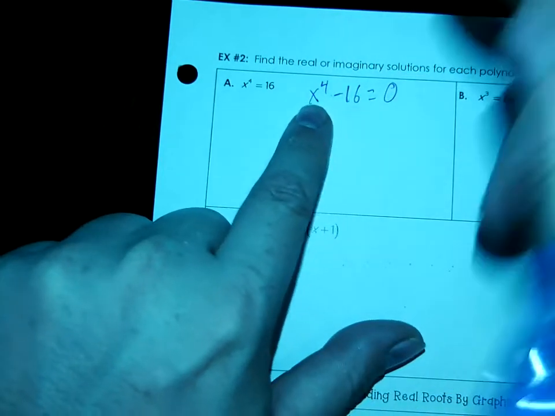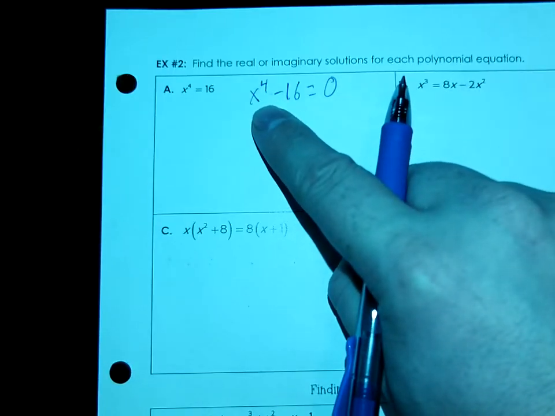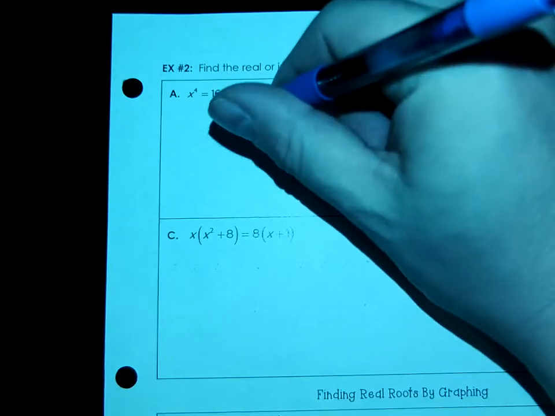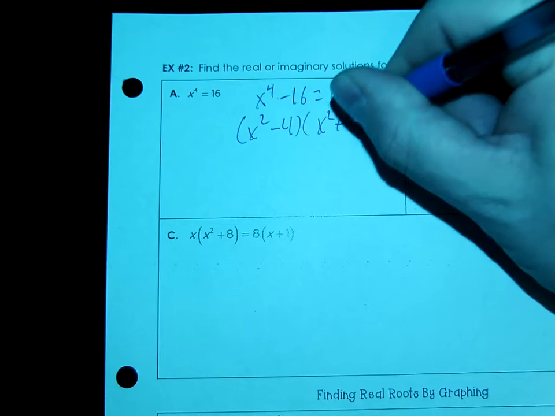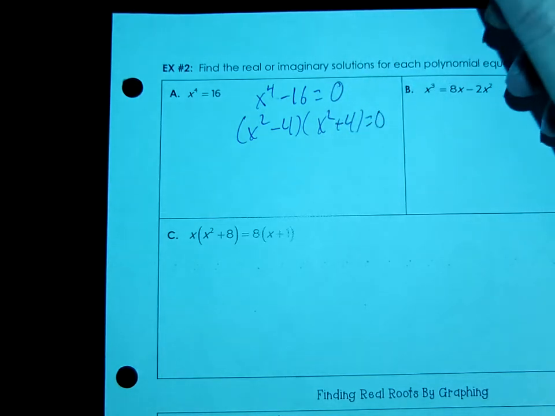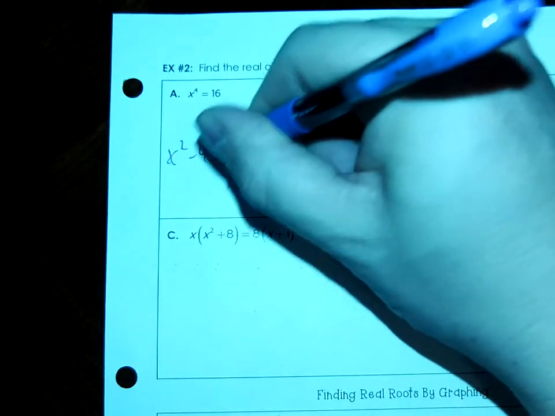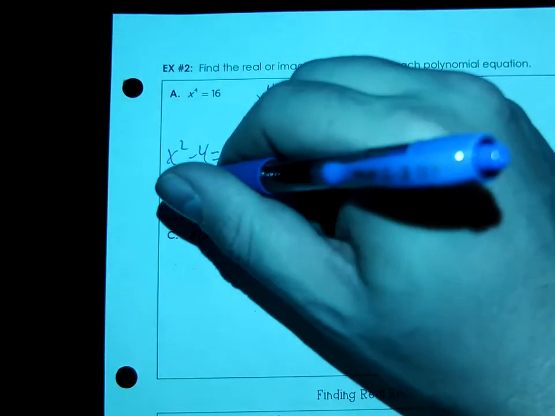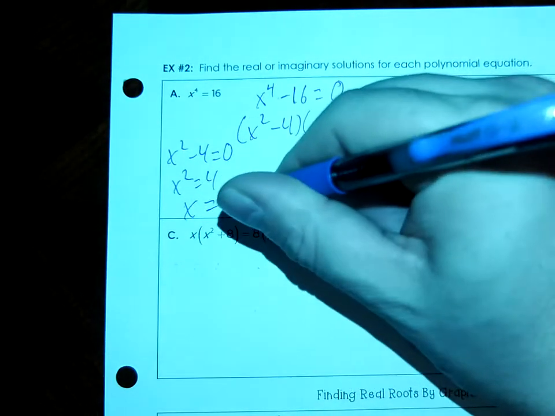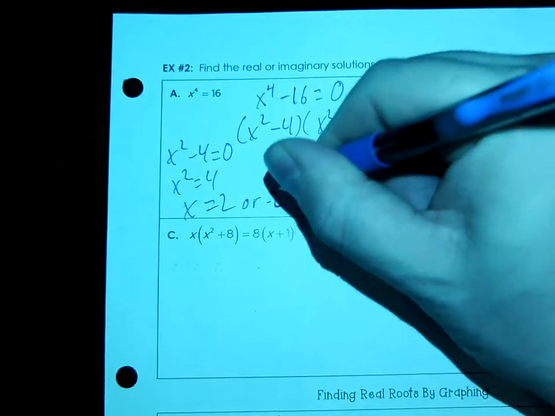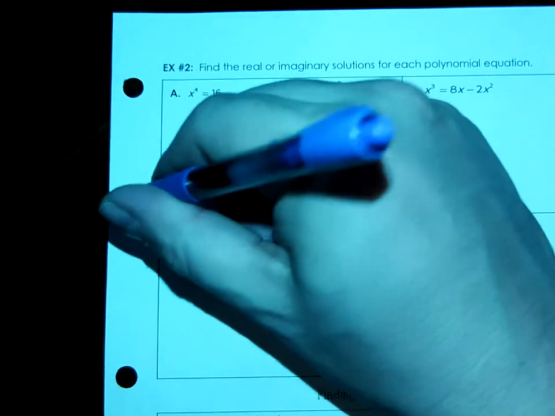And this is a difference of squares. This is x squared times x squared, and this is 4 times 4. So I would say here that x squared minus 4 times x squared plus 4 equals 0. And then I can solve each of these. So x squared minus 4 equals 0, therefore x squared is 4. So x would be equal to 2 or negative 2. There are 2 of my solutions. Those are real solutions.